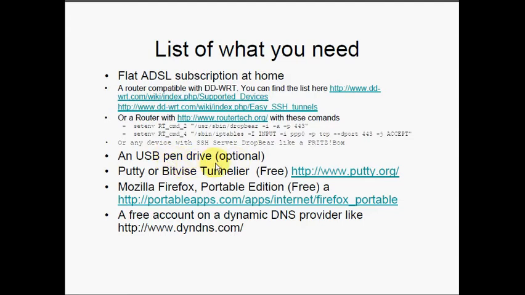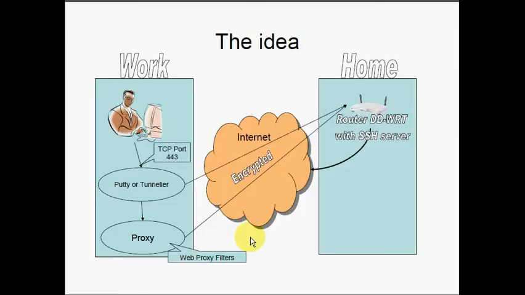Moreover, you need a USB pen drive, and on this pen drive you have to copy PuTTY and Mozilla Firefox Portable Edition. Another note, you have to use Firefox. Don't lose your time, because it's impossible to complete this project using another browser. Also, you have to create a dynamic DNS account for free, for example on the dyndns.com site. You just have to follow the instructions of your router, and that's all.